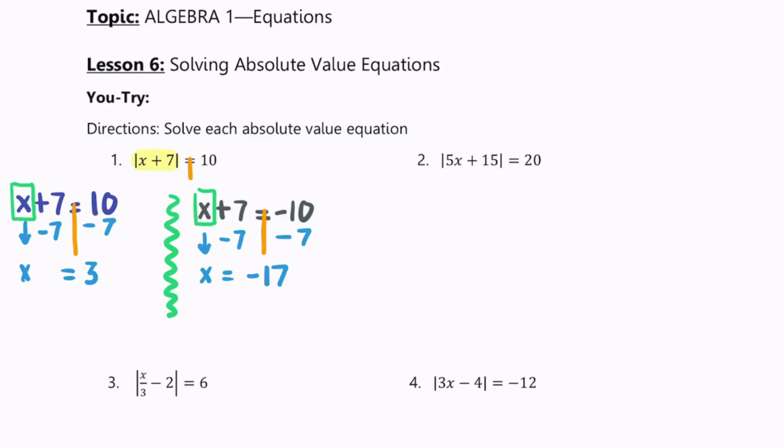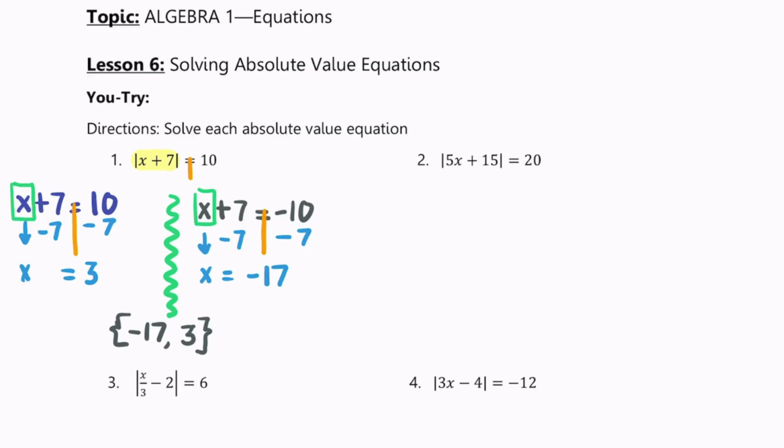So we have two answers for our absolute value, and if you want to write it as like a little solution set, I put the smallest number first, negative 17 and 3.